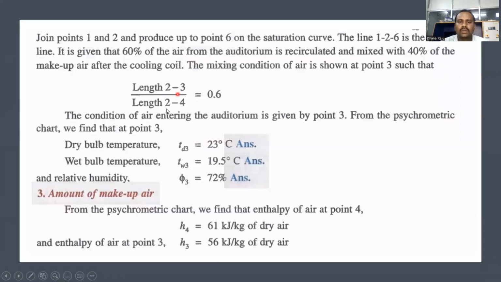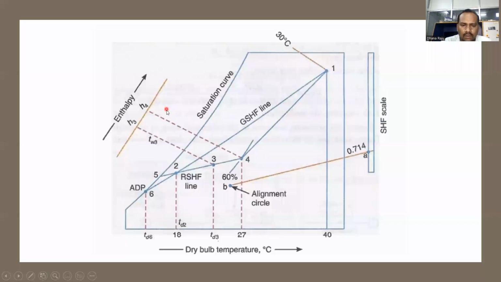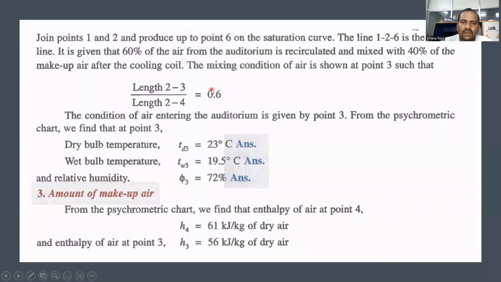So length of 2, 3 by length of 2, 4. You need to measure the full length of 2, 4 and the length of 2, 3, because we are moving from point 2 to point 4. Length of 2, 3 by length of 2, 4 is equal to the percentage of recirculated air by the total percentage of the mixture. So the percentage of recirculated air is 0.6, and the total percentage means 0.6 plus 0.4, so it is 1. So 0.6 by 1 is 0.6.